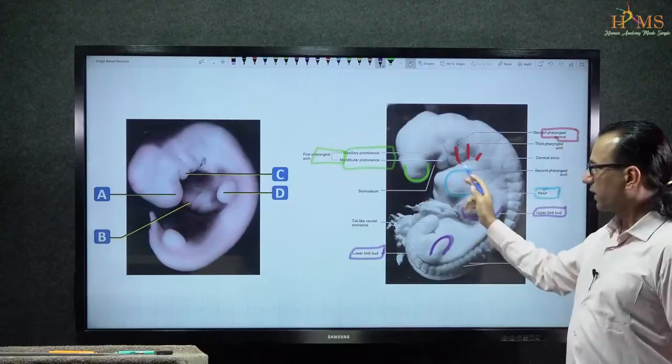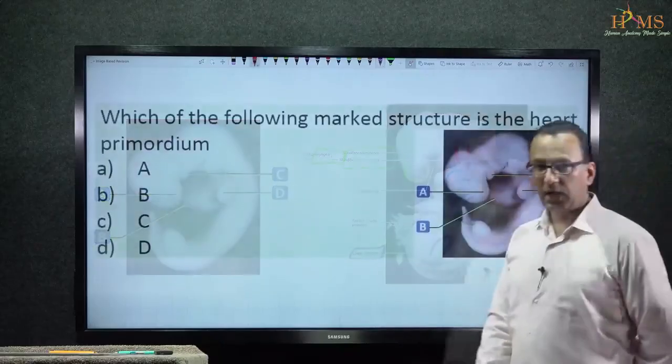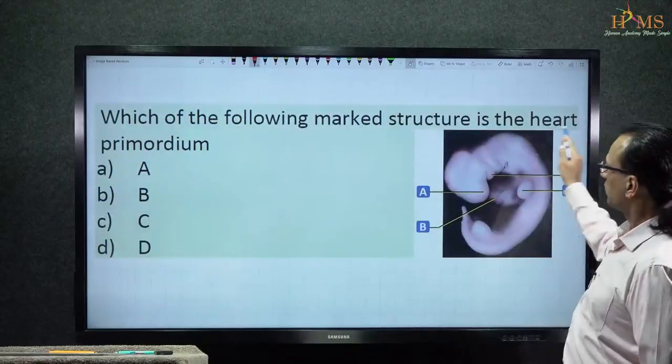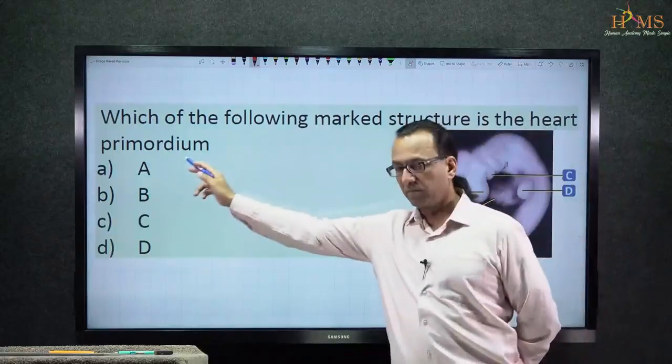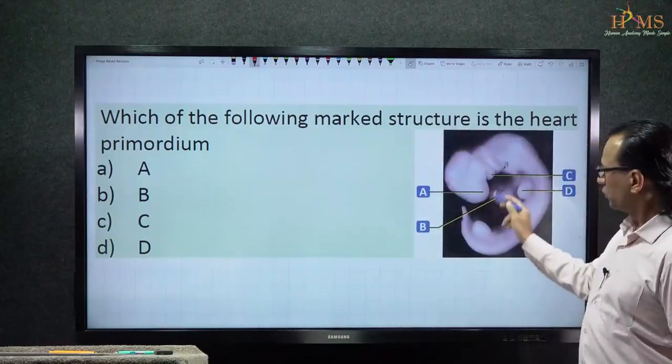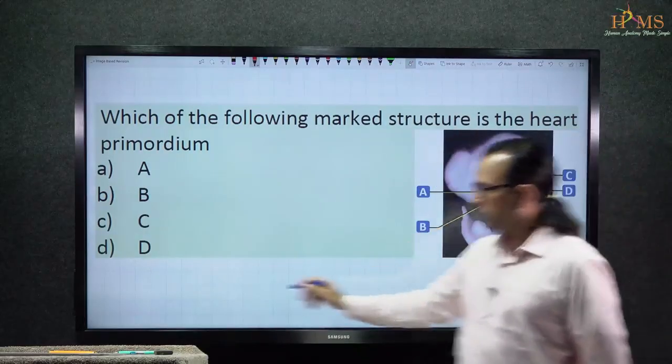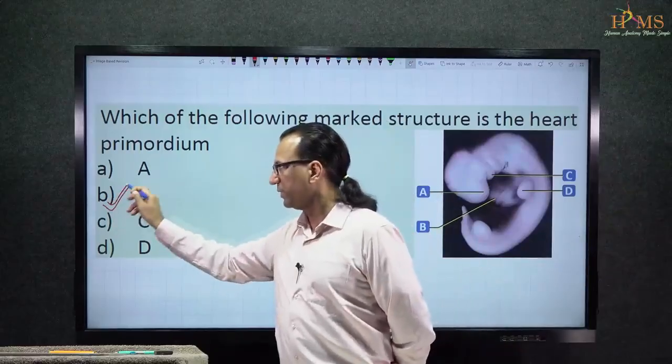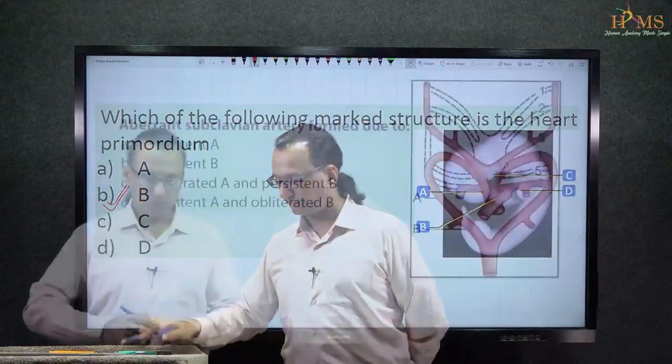Here we have marked as such. And hence in this particular question, as you are talking about the heart primordium, our marker should be B and the answer should be choice number B as such.